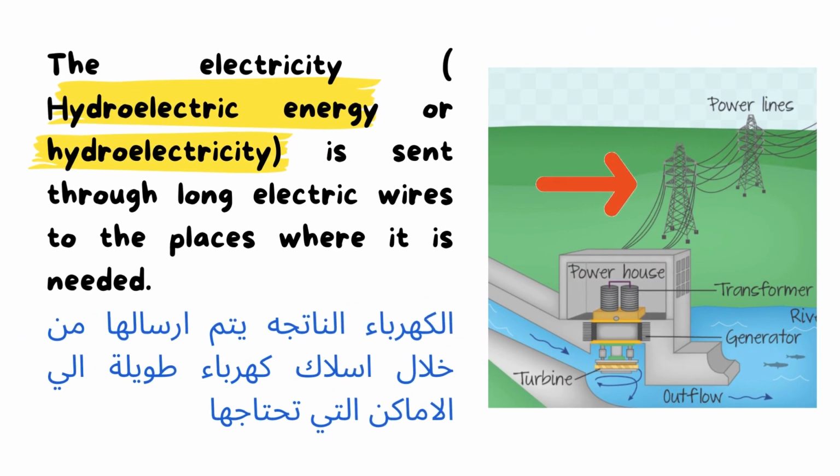Then the hydroelectric energy or hydroelectricity is sent through long electric wires to the places where it is needed, okay. So here the electricity that comes from the water turbines, we call it hydroelectric energy or hydroelectricity, okay.